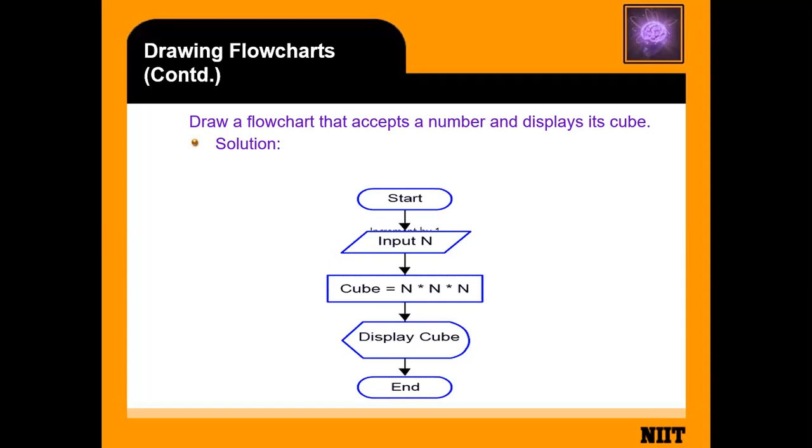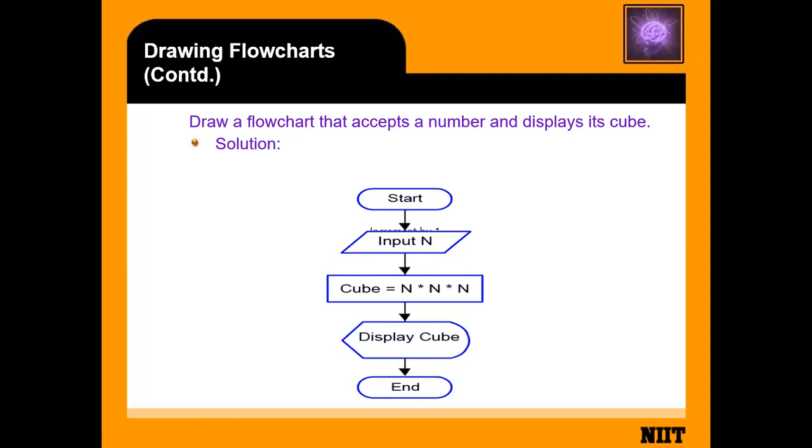Okay, so see this one, this is very simple: start, and this is the end. So this is the initiator and terminator. Input n, I can enter any number like 10, 20, 30. After that, n into n into n if I want to find the cube, and display the cube. So this is my initiator, this is the terminator, this is the input box, and here the process is happening, which is known as the processing box, and finally display cube, this is my output box.